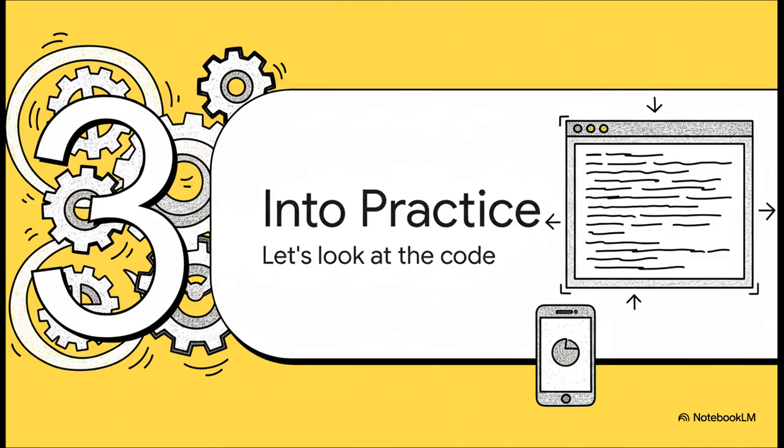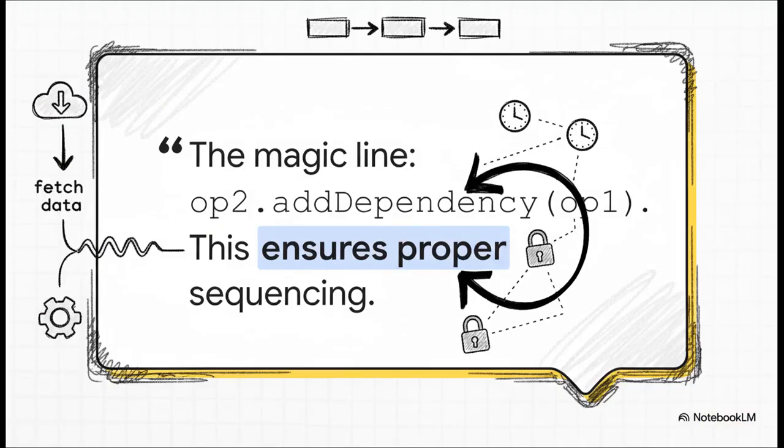It's time to check out some code. And here it is. It looks simple, but this little snippet is so powerful. We've got two operations. Op1 fetches data, Op2 processes it. And then, you see that last line? That's the magic. That one single command enforces our entire sequence. No complex nested callbacks, no messy state tracking variables, just one line.